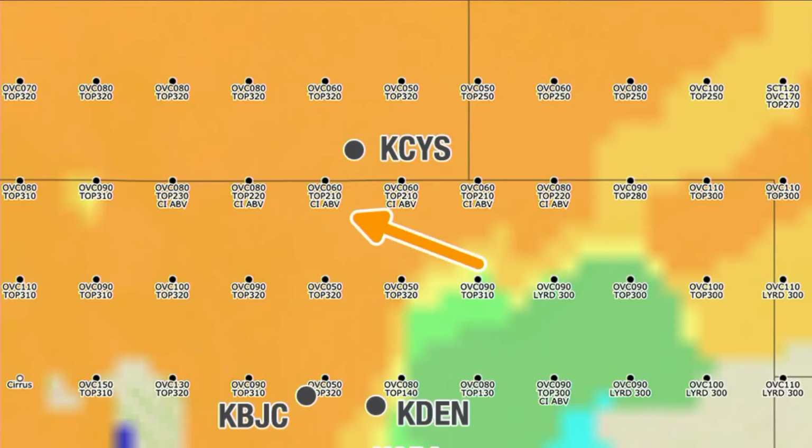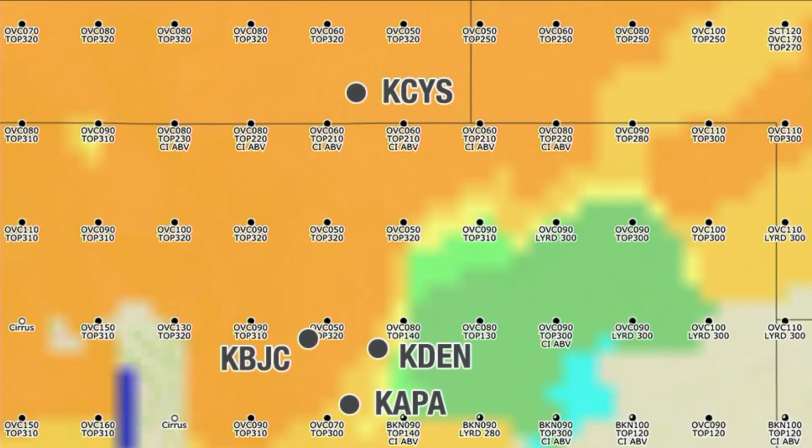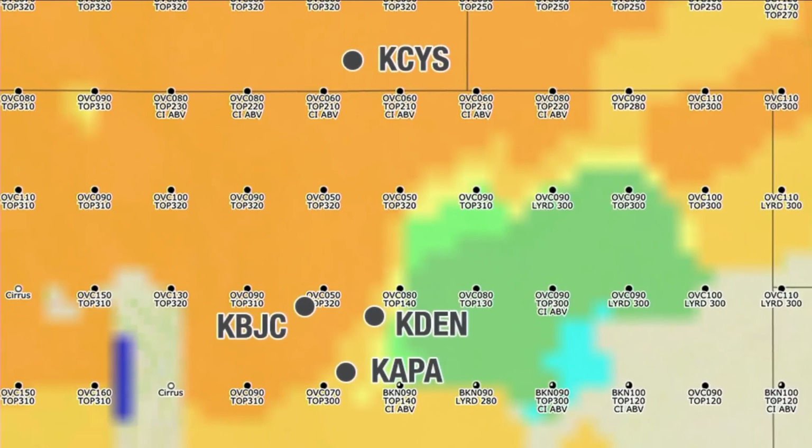Overcast 6, tops 21, but you can see if you get here into this green, okay, overcast 9, and there's tops in the green. If you go left toward Denver, there you got an overcast 8. There you go. Yeah, overcast 8. So in certain areas, these two agree.